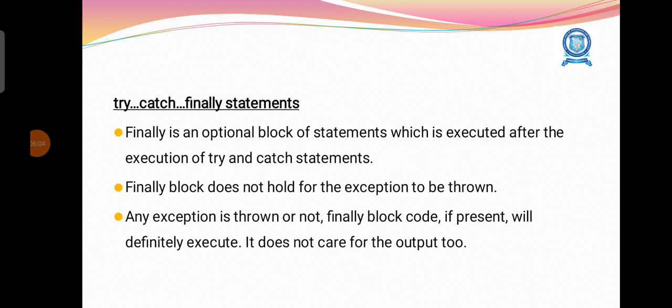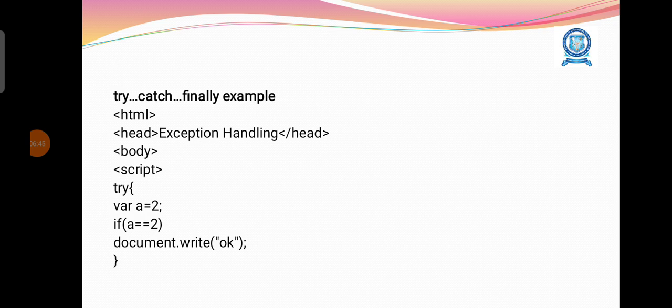And another statement associated with exception handling is finally. Finally is an optional block of statements which is executed after the execution of the try and catch statements. Finally will execute whether or not the exception occurs. But we know the catch block will be executed only if an exception occurs in the try block. Rather than bothering about whether the exception occurs or not, the statements present in the finally block will always execute. So this is the syntax having the try block, catch block and finally block.